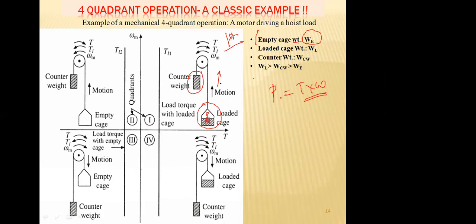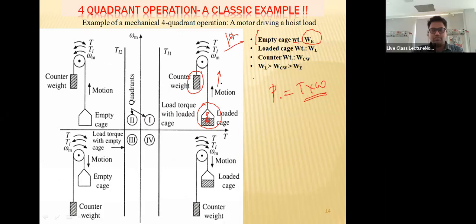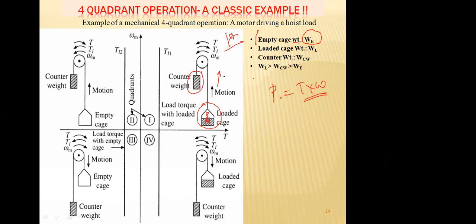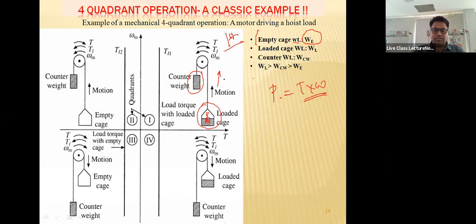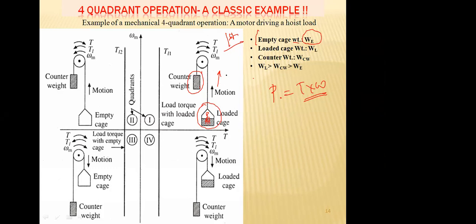Sir, if it is lighter than the counterweight, then it will go up. The counterweight is almost equal to the empty cage, right? So it is just there to counter the weight of the empty cage almost. So what will happen then?